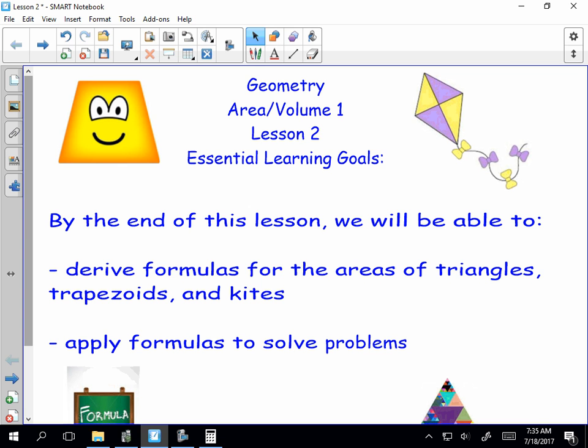We're still in our first area volume unit. We're looking at lesson 2. In this lesson, we are going to investigate the formulas for the area of a triangle, a trapezoid, and a kite. We're going to build these formulas, understand how the formulas work, and use those formulas to solve problems.